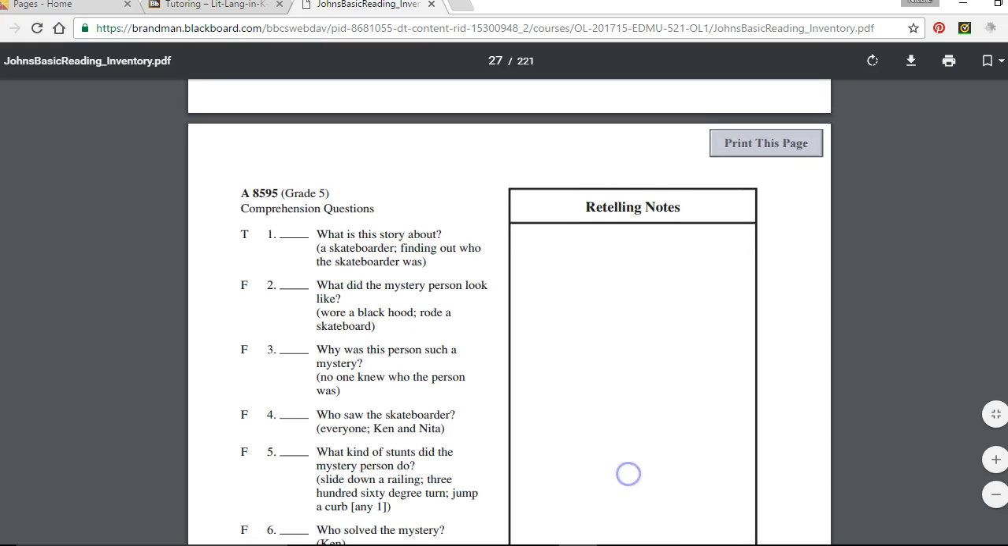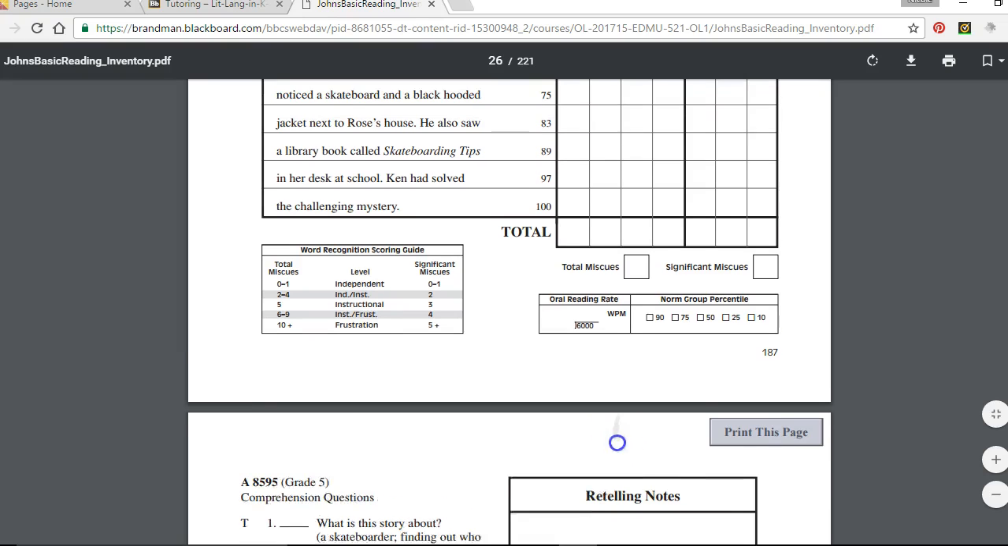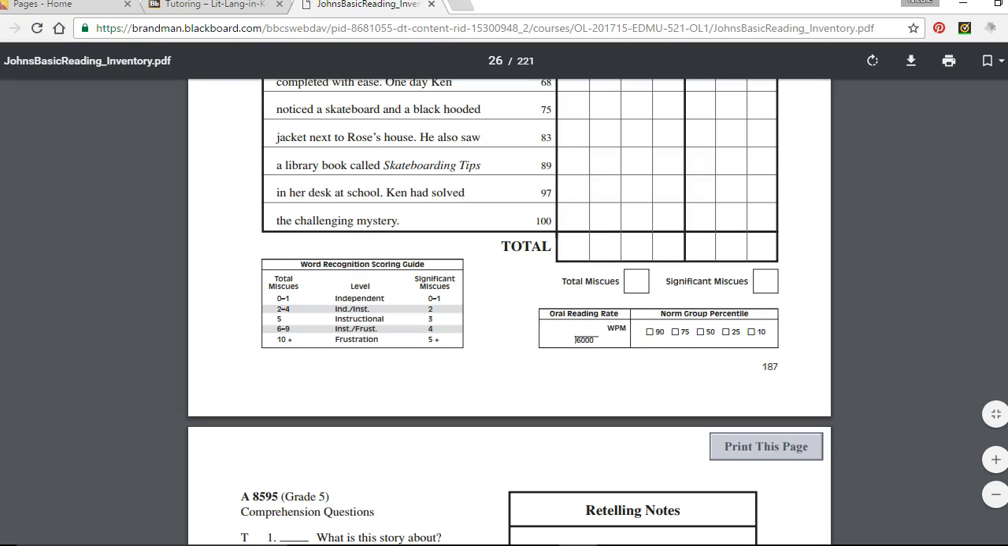All right, so any of these things could give you red flags. So right now this says she's doing pretty well. This is independent instruction. But if she read really, really slow, then that's going to be a red flag. Like, maybe this isn't as independent for her as this number says.